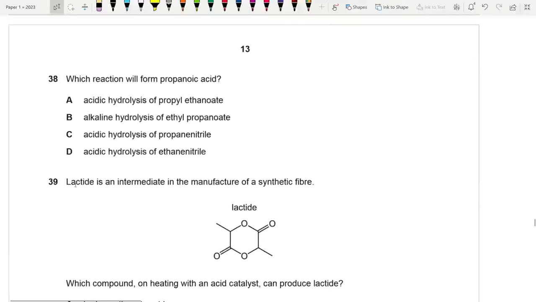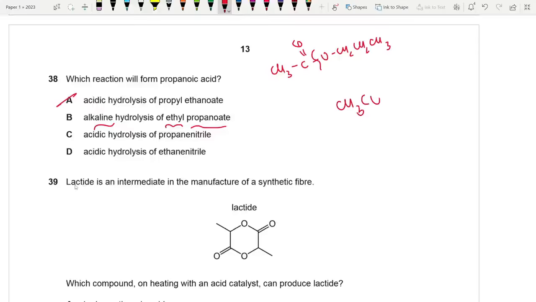38. Which reaction will form propanoic acid? Acidic hydrolysis of propyl ethanoate. Propyl ethanoate is this: CH3, COO, CH2, CH2, CH3. It forms propanol and ethanoic acid. Wrong. Alkaline hydrolysis of ethyl propanoate. So this gives us ethanol and propanoic acid. However, since it is alkaline hydrolysis, the propanoic acid rather turns into sodium propanoate or something, CH3, CH2, COO minus Na plus or K plus, depends on the alkali honestly. So the alkaline hydrolysis is our downfall.